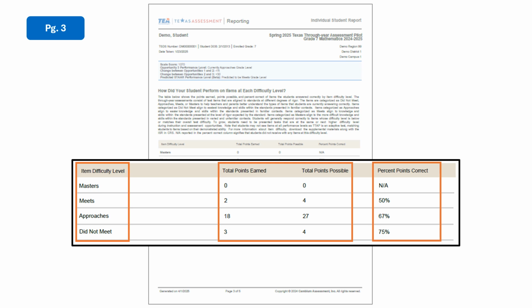If a student is correctly answering questions at a specific difficulty level around 2/3 of the time, this typically means they have a good grasp of that level. In this example, the student answered 75% at did not meet and 67% at approaches, meaning they may be ready to start focusing on questions at the meets level. TTAP tests match students to questions based on their ability, so not all students will see questions at every level. In this example, the student did not see any items at the masters level, so NA is shown here.